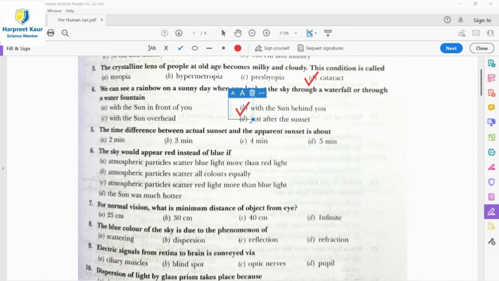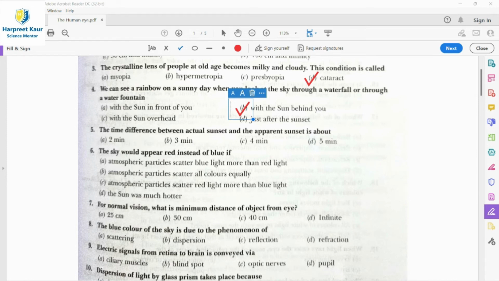So you will never see a rainbow when you are facing the sun. The sun always has to be behind you because the light gets refracted back in the general direction it came from. So here, to see a rainbow, the sun should be behind you.